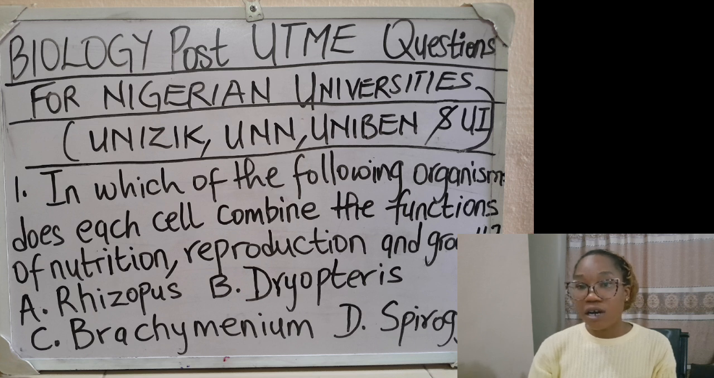Then Spirogyra is a unicellular cell, but it is known to exist in filaments. So if you have just one cell out of the long chain or long filament, one cell can on its own independently function as a unicellular organism, and still carry out the functions of reproduction, growth, and nutrition. So this tells that option D is actually the correct answer, which is Spirogyra. All right. Now let's move on to the next question.